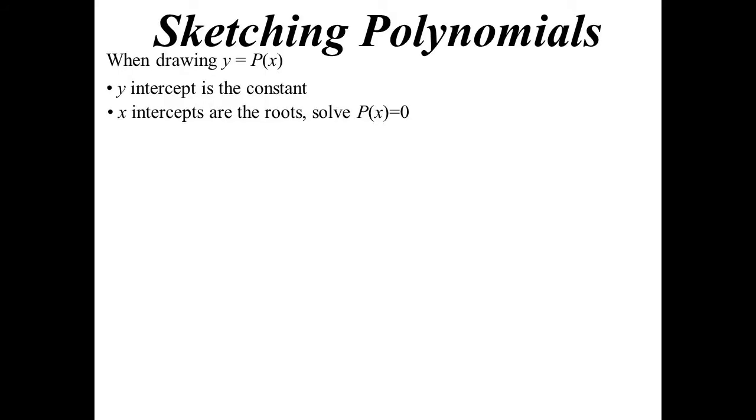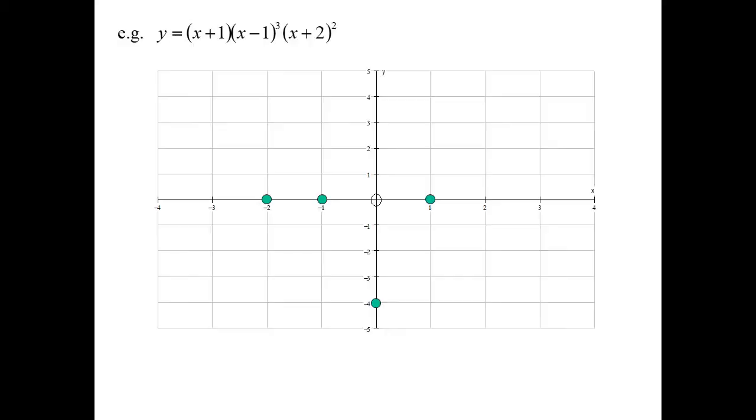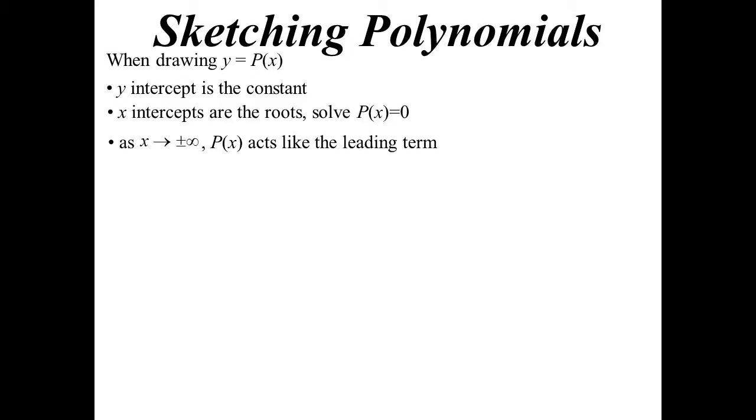The x-intercepts are the solutions to the equation, the roots of the polynomial. And nicely, this has already been factorised for me, so I can solve that quite easily. We're going to have -1, +1, and -2. Now, out at infinity, plus or minus infinity, a polynomial will act like the leading term, so the highest power.